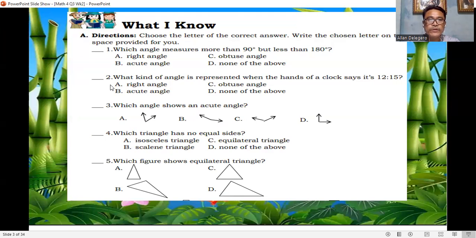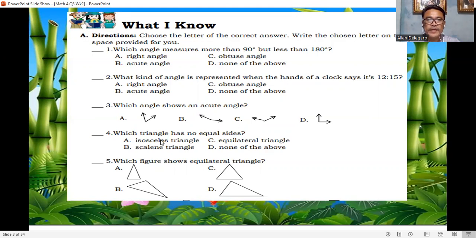Number 2. What kind of angle is represented when the hands of the clock say it's 12:15? A. Right angle. B. Acute angle. C. Obtuse angle. D. None of the above. 3. Which angle shows an acute angle? A, B, C, or D?